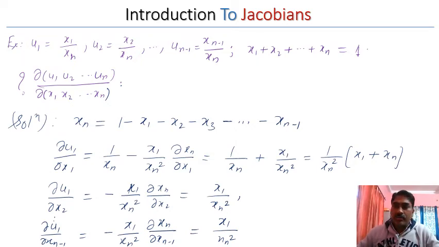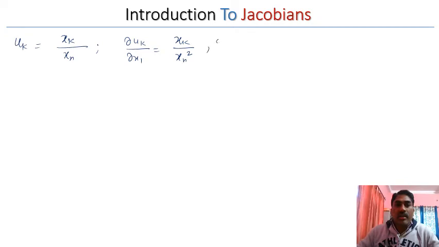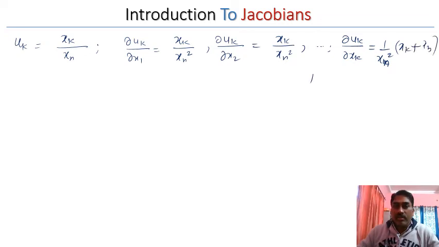Similarly, if you differentiate the other functions uk, where uk is equal to xk/xn, you will get ∂uk/∂x1 equal to xk/xn², ∂uk/∂x2 equal to xk/xn², and so on for all except ∂uk/∂xk, which will be (xk + xn)/xn². This will be for all k, k equal to 1 through n minus 1.